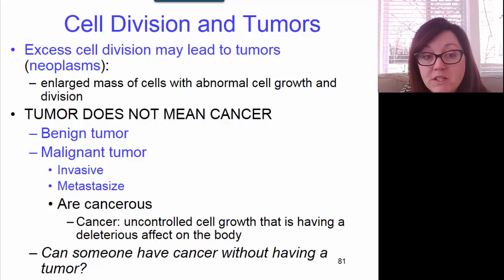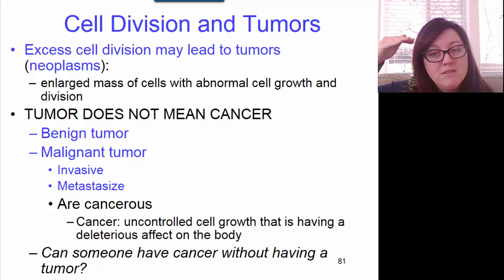Tumor does not mean cancer. There are benign tumors and malignant tumors. Benign tumors are not cancerous. They're not harmful. Malignant tumors are the cancerous tumors. These are harmful. Malignant tumors can be invasive, and what that means is that the tumor is actually invading into another tissue or organ, causing damage. An example of this is a brain tumor. Brain tumors often form on the membranes that are on the outside of the brain called the meninges. And these tumors, as they grow, will press onto the brain tissue, causing it to malfunction. So that's an invasive tumor.